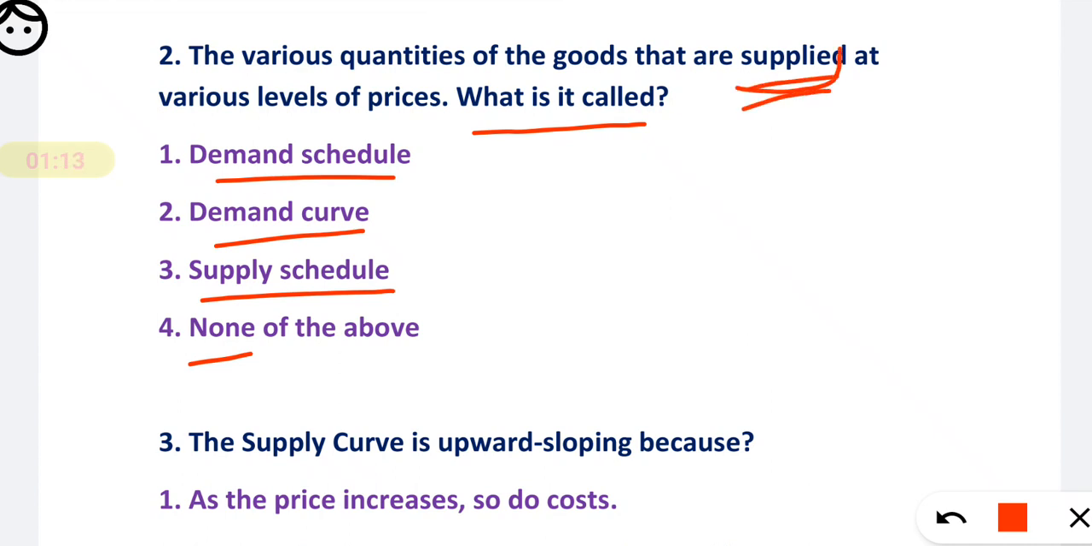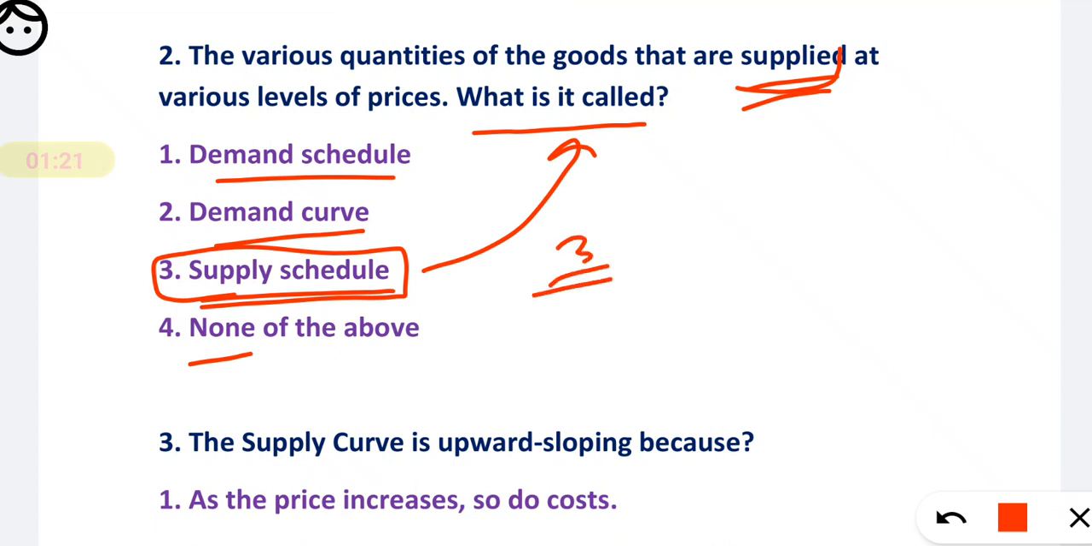So supplied is very important. From that you can guess the supply schedule is the answer. Also, it is a definition of the supply schedule. So the correct option is the third option. The quantities supplied at the various levels of prices is nothing but the supply schedule. It is the basic definition of the supply schedule.